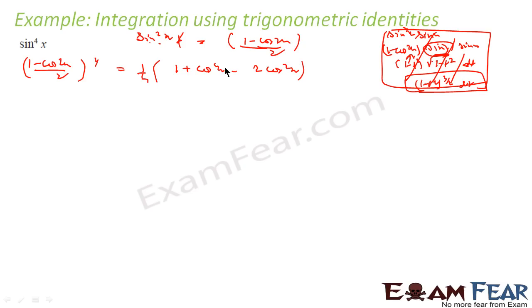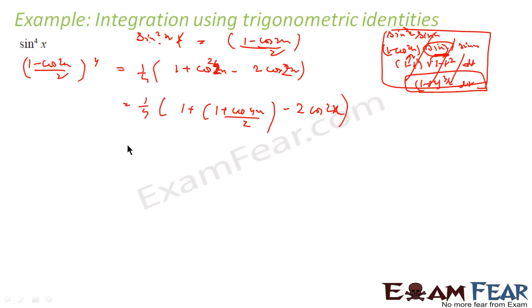Now again, simplify this. Cos square 2x will become 1 plus cos 4x by 2. Why? Because this is cos square of 2x, and cos square of 2x is nothing but 1 plus cos 2 into 2, that is 4x, by 2. And this term is there by default. Correct. Now finding the integration of this is not difficult, because you have 1, you have cos 4x, cos 2x.